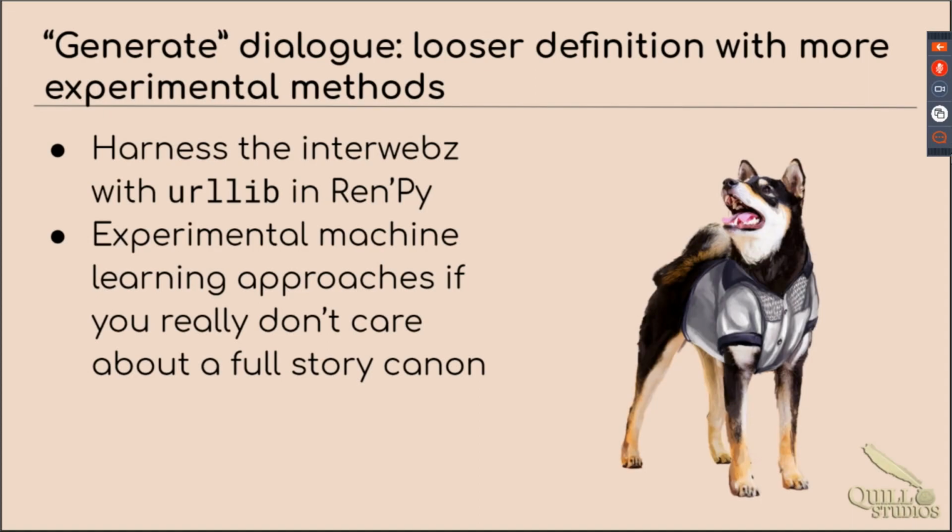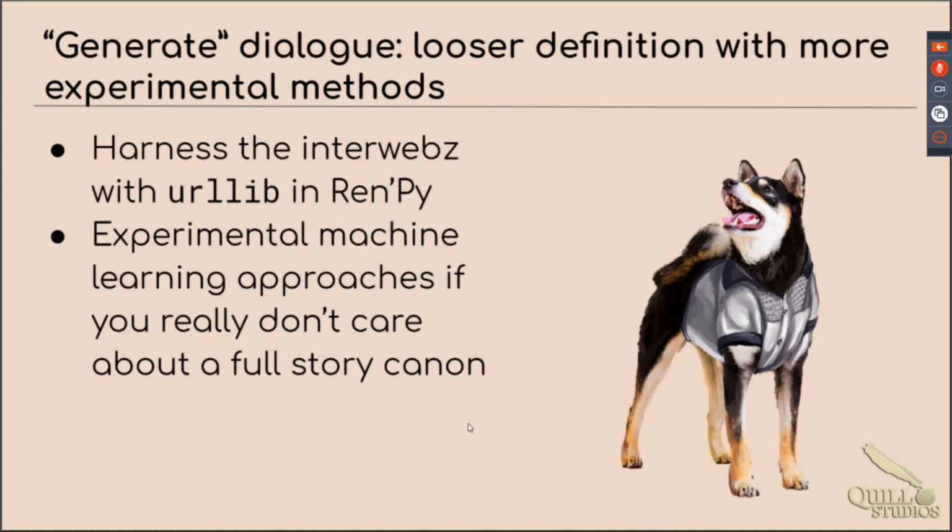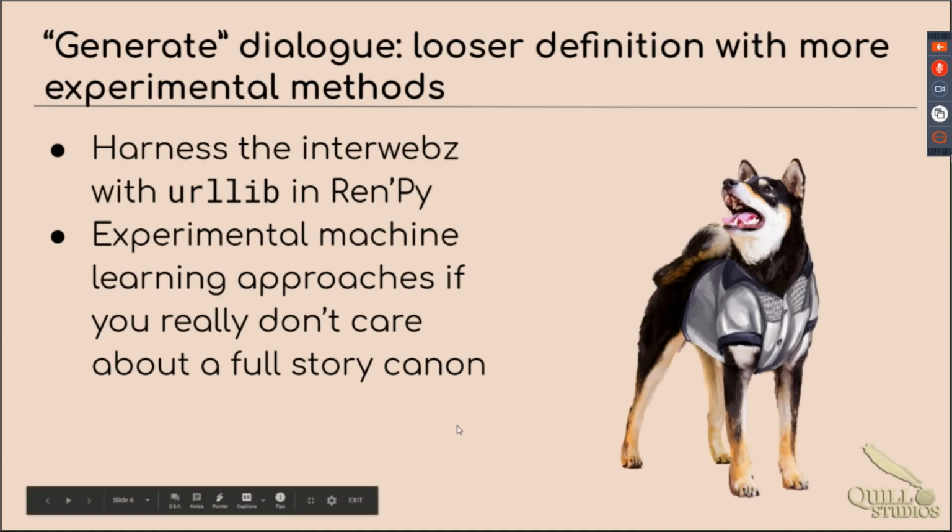The second type of definition I want to mention is that you can grab stuff from the internet with urllib, which is available in Ren'Py. And at the very end, there are some random machine learning approaches that people might associate with dialogue generation. But this is very hard. There's basically no point in doing it without writing a lot of text yourself. If you want a coherent story, that is just not something you would be doing at the moment.